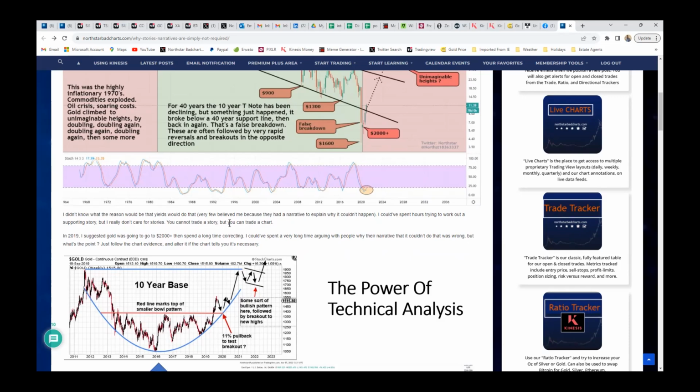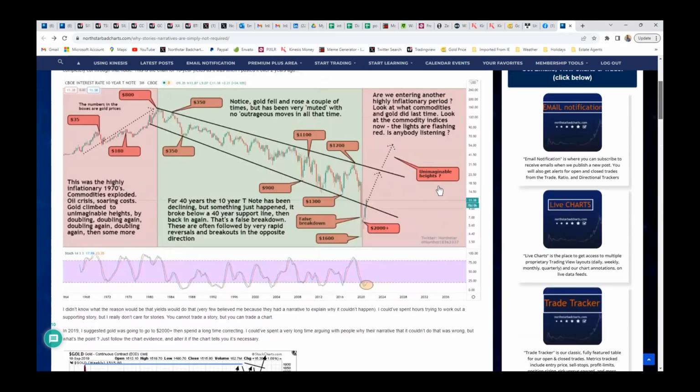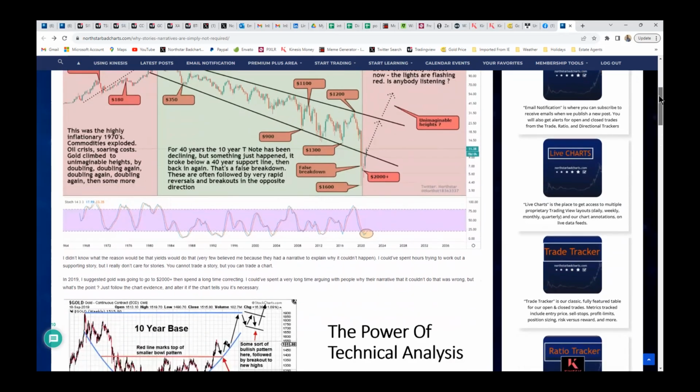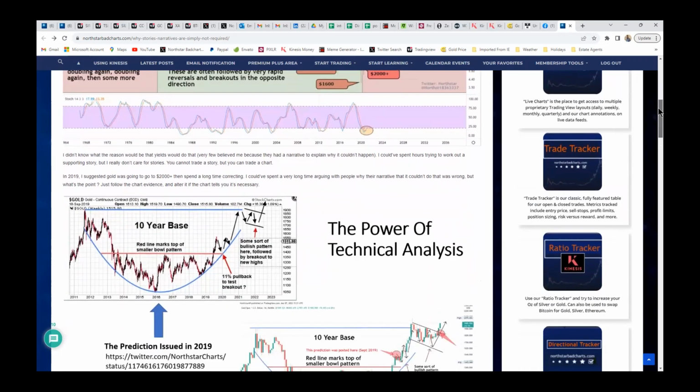You cannot trade a story, but you can trade a chart. And of course, we know now with hindsight that this is exactly what did happen. The 10-year yield broke out above the resistance line and is now up here somewhere around over 4%. And it's followed this trajectory perfectly. So the forecast was correct, regardless of all of the reasons why it couldn't happen that I was given.